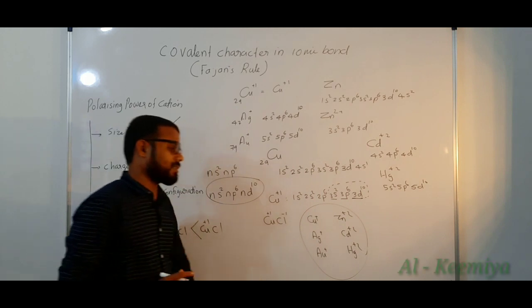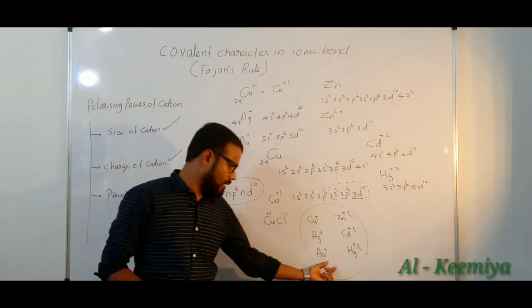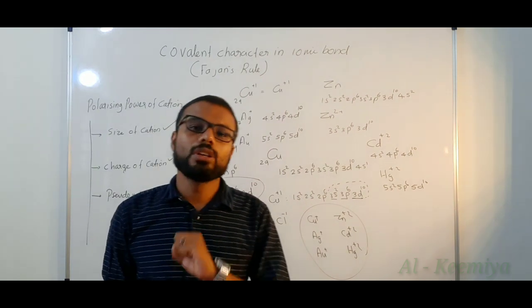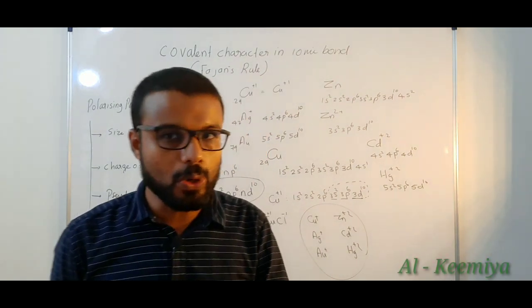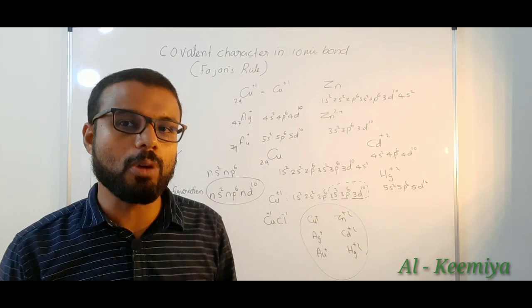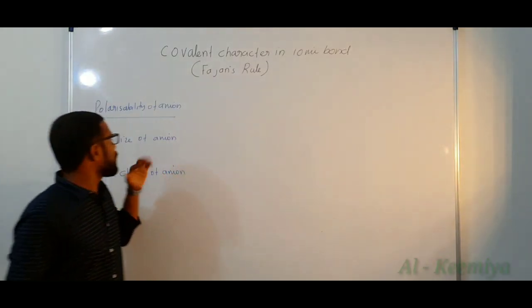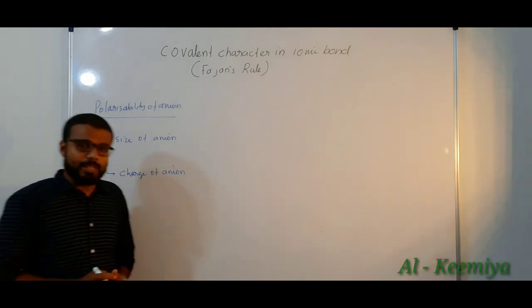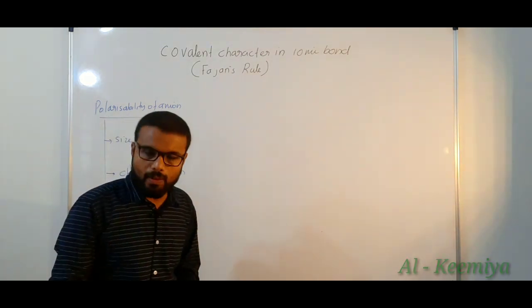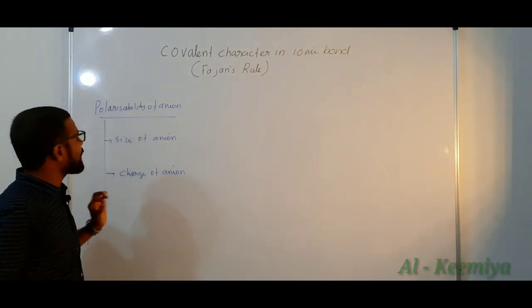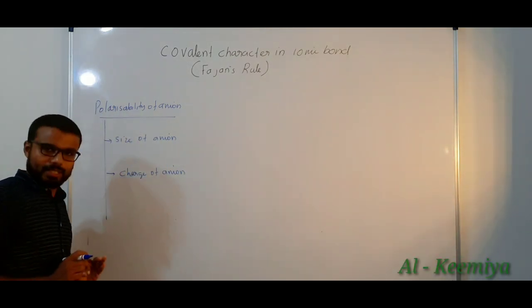These elements, the compounds, ionic compounds of these elements have high covalent character due to pseudo noble gas electronic configuration. So next factor, polarizability of anion. Higher the polarizability of anion, higher will be the covalent character in ionic bond. Okay, now polarizability of anion depends on two factors.